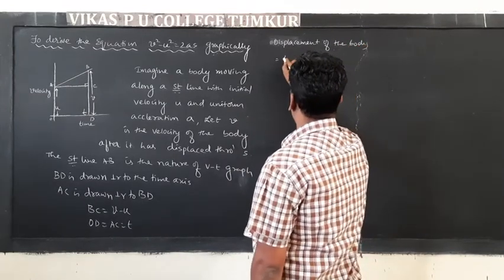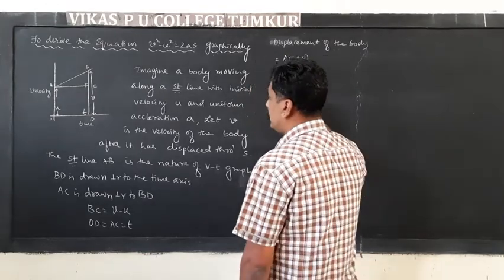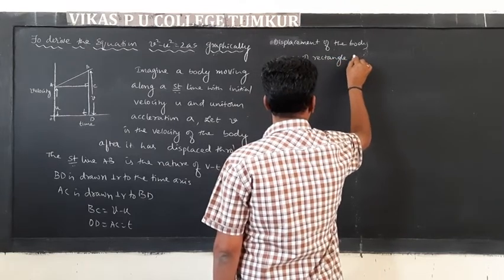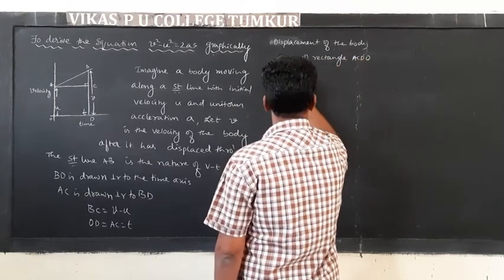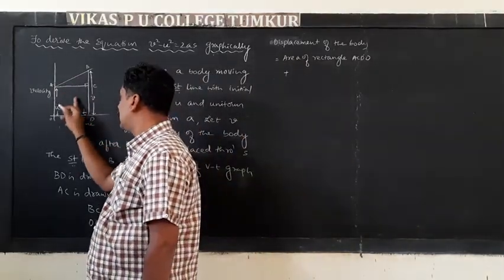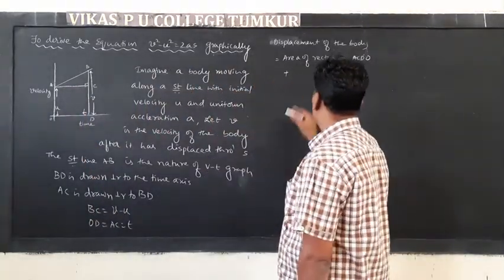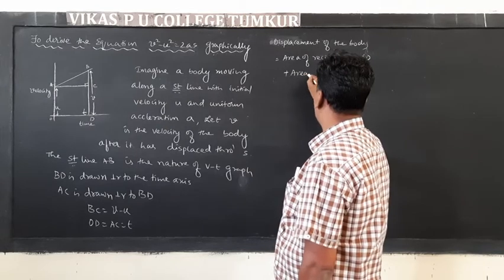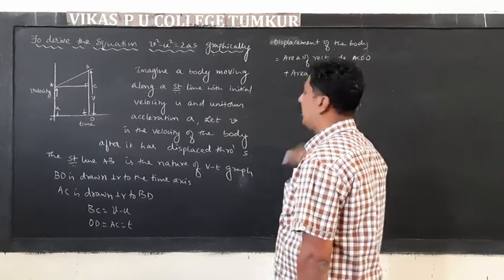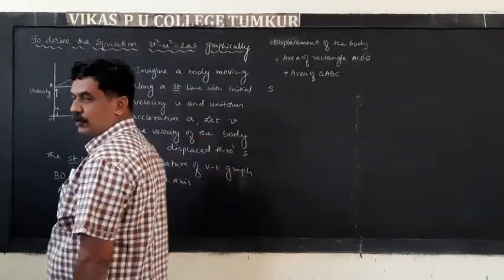will be given by the area of rectangle ACDO plus the area of this triangle ABC. Adding the two gives me the displacement of the body, which is already proved. I will represent the displacement by s as it is.